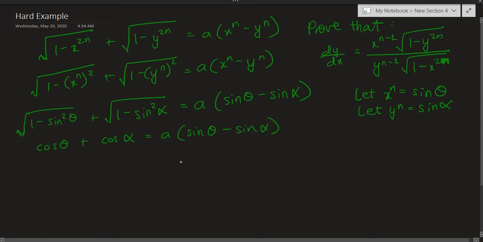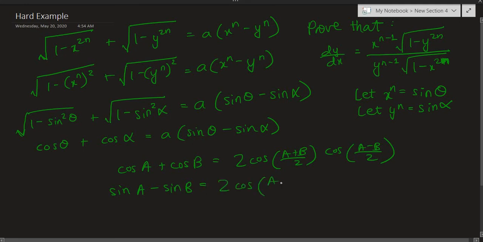Now I want to use some trigonometric identities. If we had cosine of A plus cosine of B, that can be written as 2 times cosine of (A plus B) divided by 2 times cosine of (A minus B) divided by 2. And if we had sine of A minus sine of B, that would be 2 times cosine of (A plus B) upon 2 times the sine of, here the order is important, (A minus B) upon 2. We are going to use these two identities on the left hand side and the right hand side.